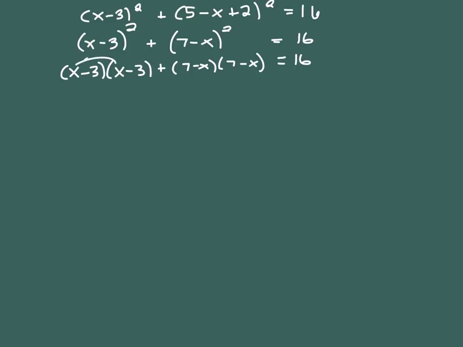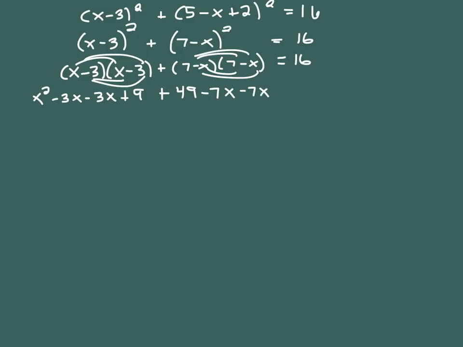So when you double distribute this, we wind up getting x times x is x squared, x times negative 3 is negative 3x, negative 3 times x is negative 3x, and negative 3 times negative 3 is positive 9. Okay, now I'm going to bring my addition sign down, and I'm going to double distribute right here. So 7 times 7 is 49. 7 times negative x is negative 7x. Negative x times 7 is negative 7x. And negative x times negative x is positive x squared. And then we'll bring down the equals 16.